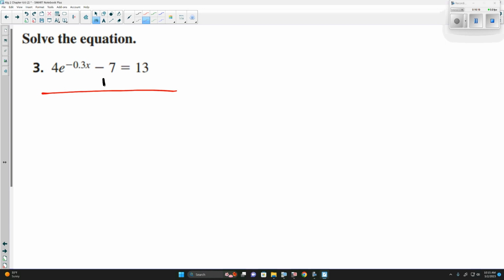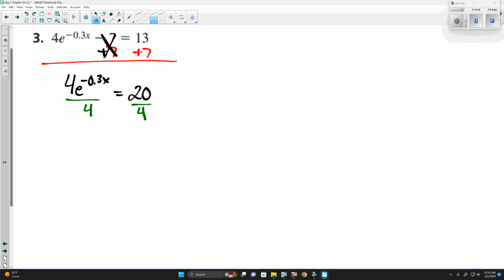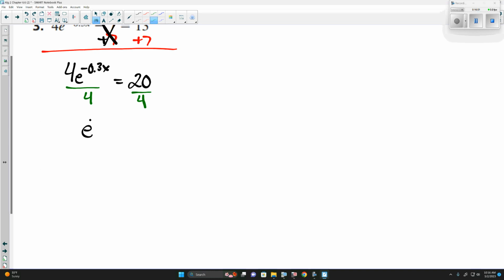We can add 7. But we still have 4e to the negative 0.3x is equal to negative 7 plus 7 is 0. Well, 13 plus 7 is 20. Now looking at this here, is e by itself? What do we need to do? Divide both sides by 4. And if we divide both sides by 4, we get e to the negative 0.3x is equal to 5.